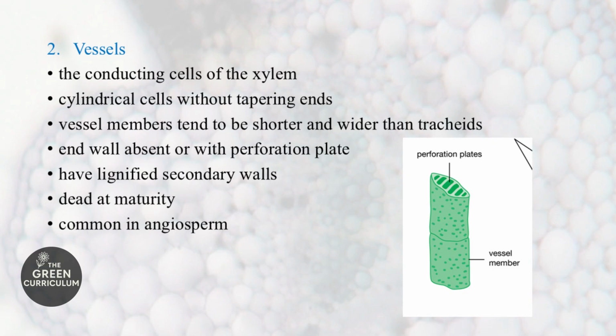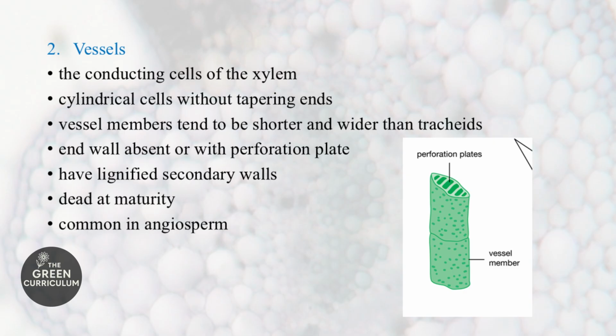So vessels differ from tracheids in that they are short and wide and they have no tapering ends, but the end wall has a perforation plate. Perforation means it's an opening in the cell end wall. It's open. Both primary and secondary wall are absent in that area. So the end wall with perforation is known as the perforation plate, and here also the secondary wall is lignified. A thickened secondary wall is present, and it is also dead at maturity. So both the tracheids and vessels are dead cells.